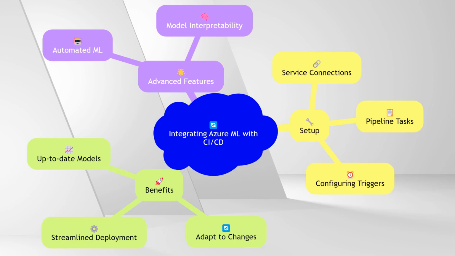Triggering Azure ML jobs from Azure DevOps or GitHub enables seamless integration of machine learning workflows into CI/CD pipelines. This automation ensures that your models are always up to date and can adapt to changes in data and code. By setting up service connections, defining pipeline tasks, and configuring triggers, you can streamline the deployment and retraining process. As a next step, consider exploring advanced features of Azure ML, such as automated machine learning and model interpretability, to further enhance your machine learning projects.